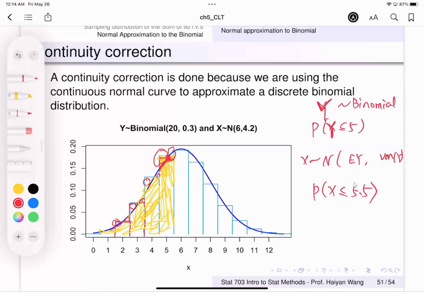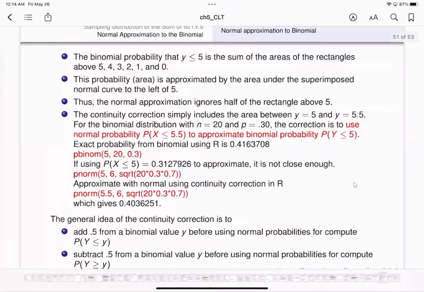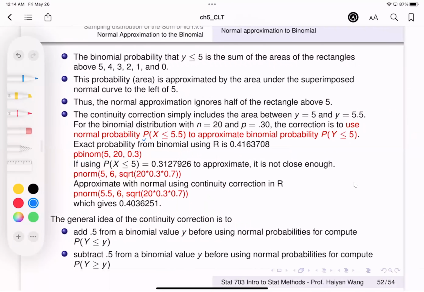So we move up a little bit just so that we're going to have this upper part included. So this is the continuity correction. We use x less than or equal to 5.5 to give us the probability for y less than or equal to 5. Therefore, this computation in R will become pnorm of 5.5 with the mean and the standard deviation of the binomial. So that's this continuity correction for less than or equal to.